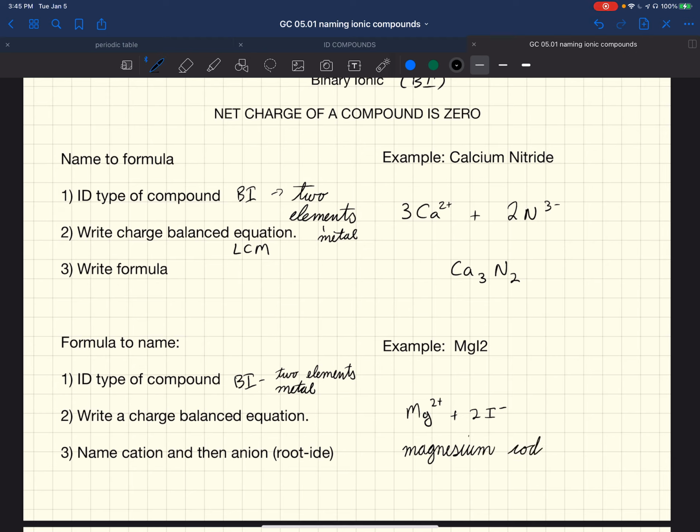Now you might be thinking to yourself, Mr. Ryan, this writing out the charge balance equation thing seems like way overkill for what we're doing. Yes, that's true. Right now, that's overkill. But we are going to use the charge balance equation concept over and over and over again. So it's a good idea to really take the time to understand that and to get in the habit of doing it.